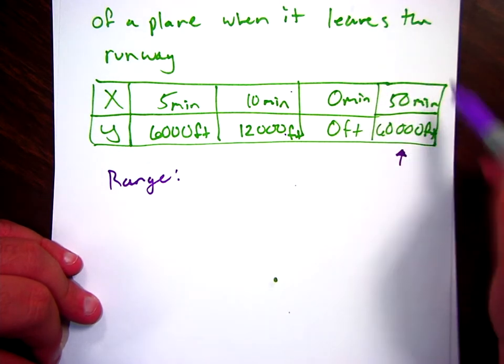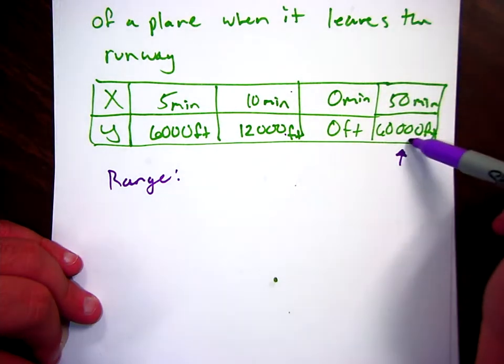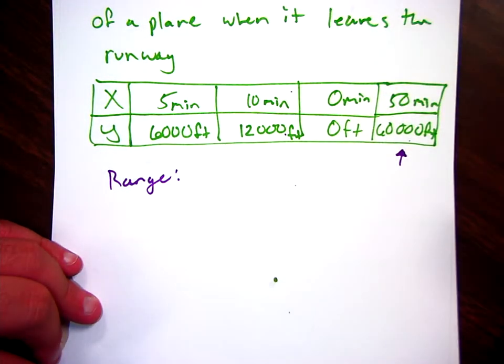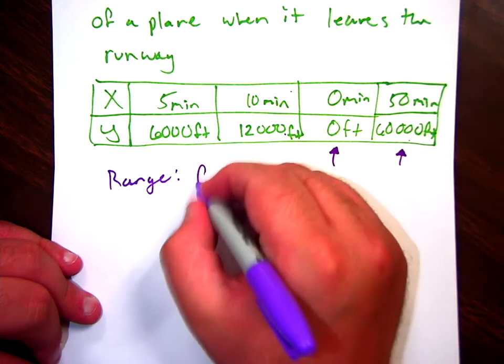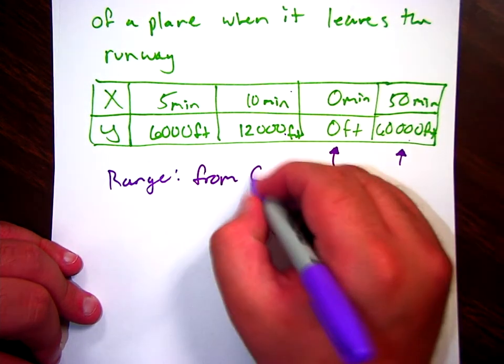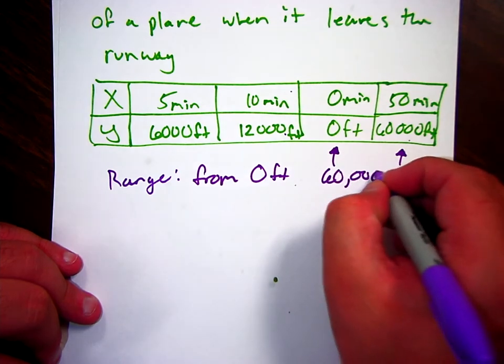Not given a whole lot of information here, just understanding from the information of the problem, that's going to be my highest point. Now where did the plane start? What's the lowest point? Is it going to start underground? Probably not. So we're going to pick 0 feet as my lowest point. So it goes from 0 feet to 60,000 feet.